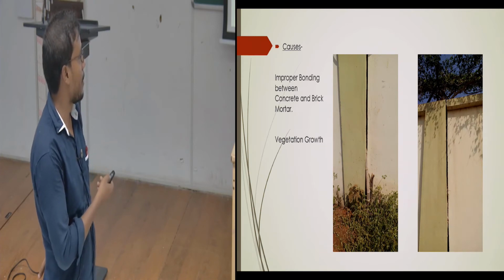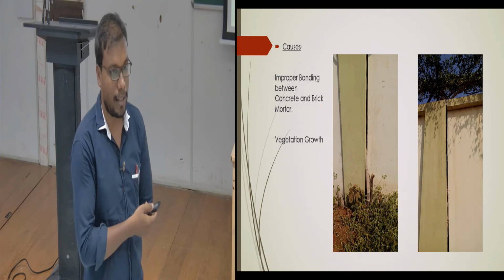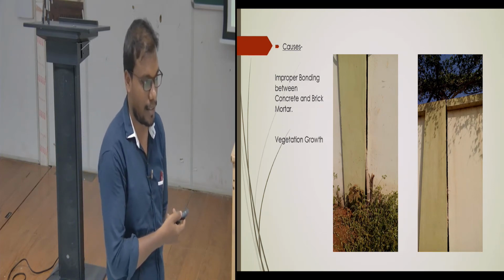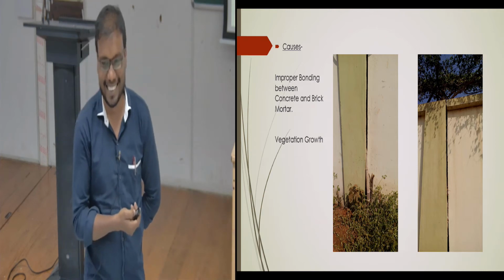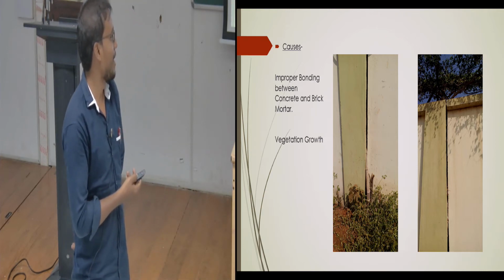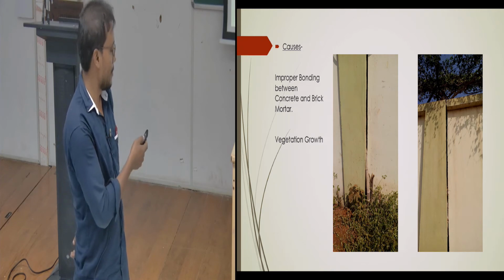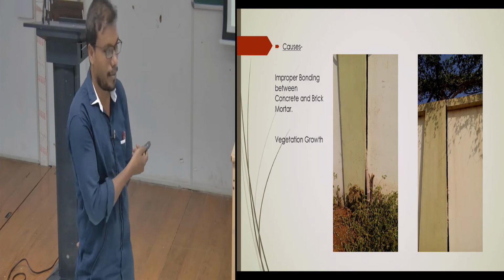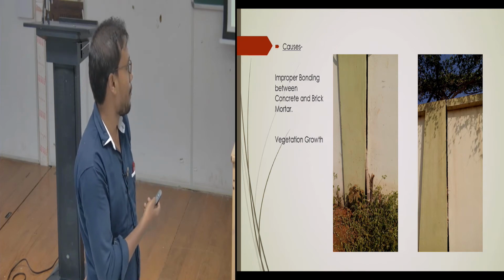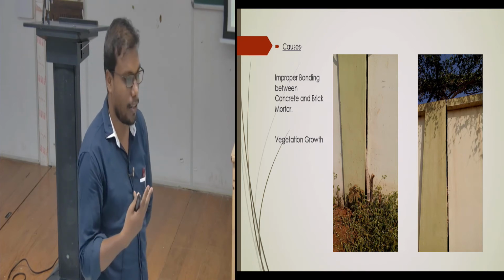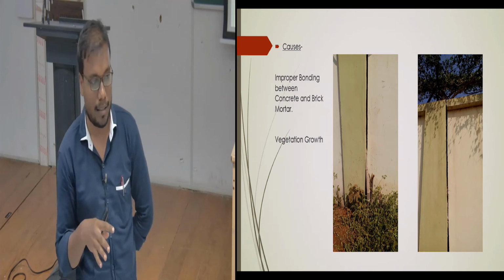And it's a crack because of vegetation. Here one question comes to mind: which comes first, the cracks or the vegetation? That looks like a joint. Yes, it's a column, a concrete and brick joint. So we can say there may be two causes: improper bonding of the concrete and the brick causes the crack.